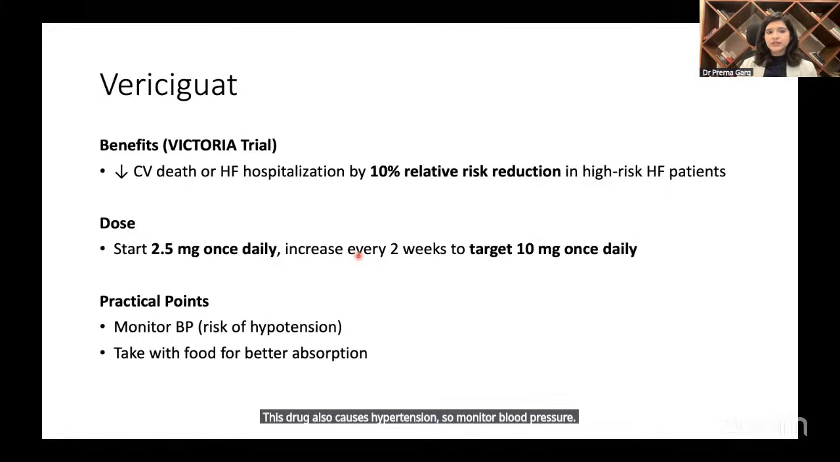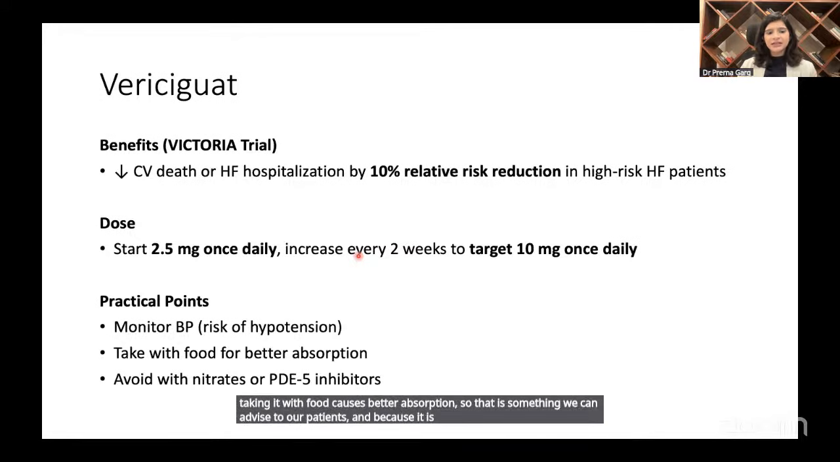Taking it with food causes better absorption, so that is something we can advise to our patients. And because it is a vasodilator, avoid it with nitrates or PDE5 inhibitors.